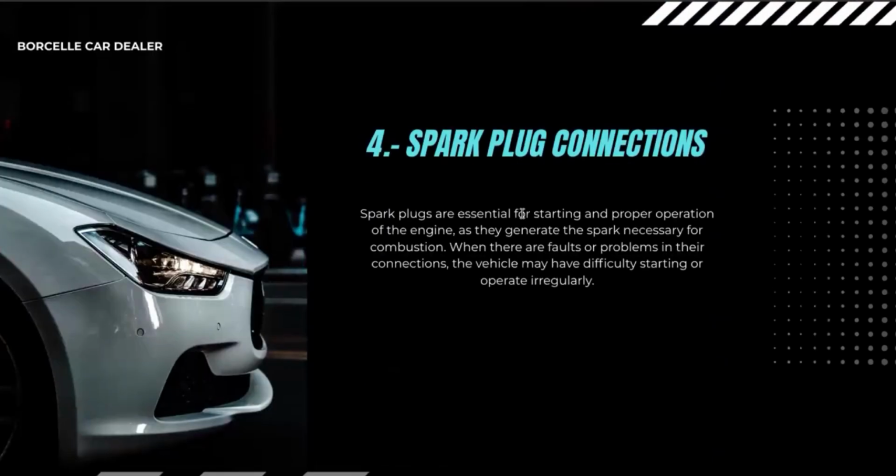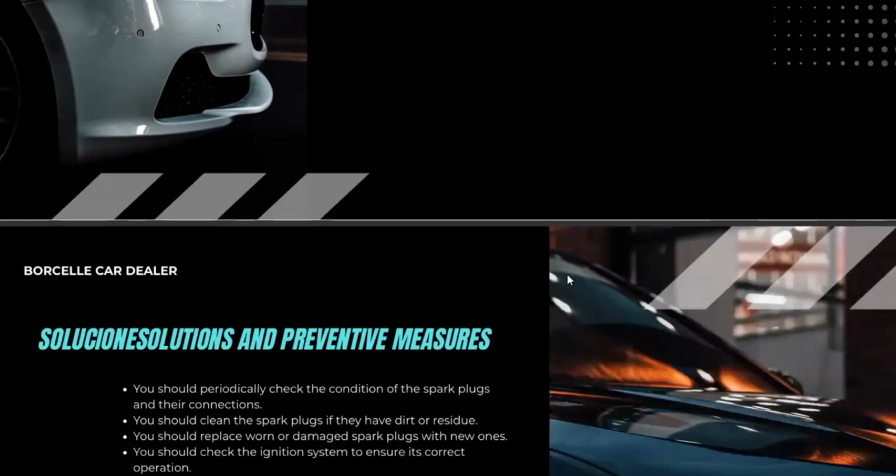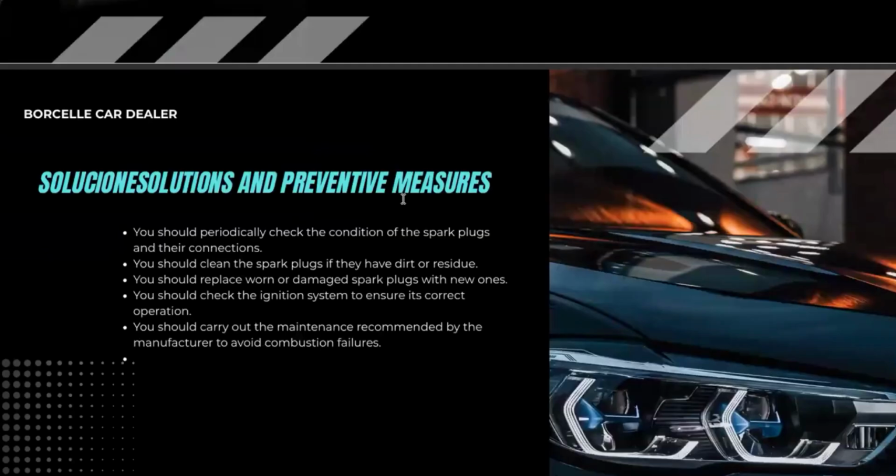4. Spark plug connection. Spark plugs are essential for starting and proper operation of the engine, as they generate the spark necessary for combustion. When there are faults or problems in their connection, the vehicle might have difficulty starting or operate irregularly. Solution and preventive measures.